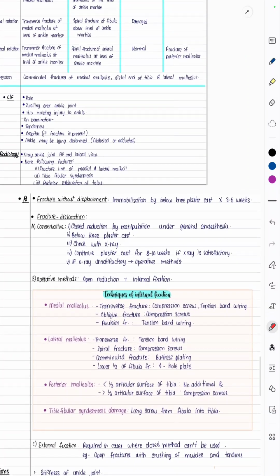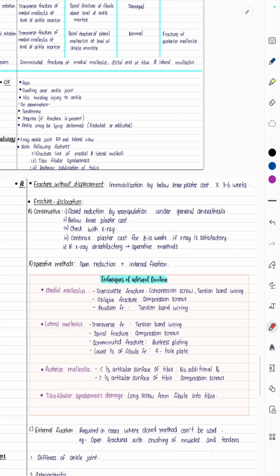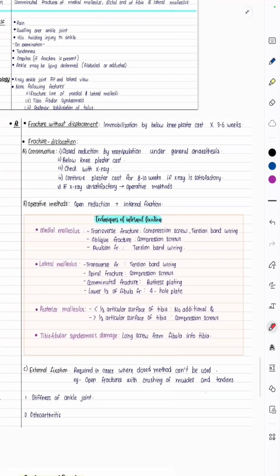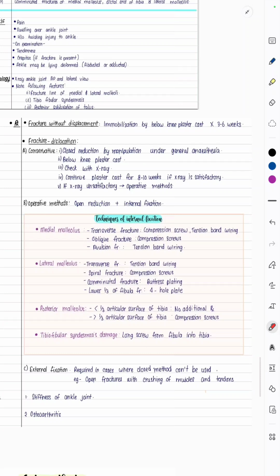And management, if it's a fracture without displacement, then in that case we immobilize the ankle joint by below knee POP cast or plaster cast for 3 to 6 weeks. If it's a case of fracture dislocation that has happened, then the conservative measure is closed reduction under general anesthesia. Below knee plaster cast is used. Check with X-ray if satisfactory alignment is present. For 8 to 10 weeks, the cast is kept in place.